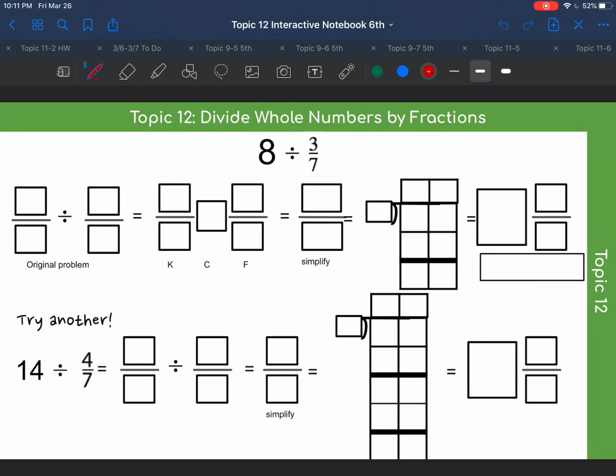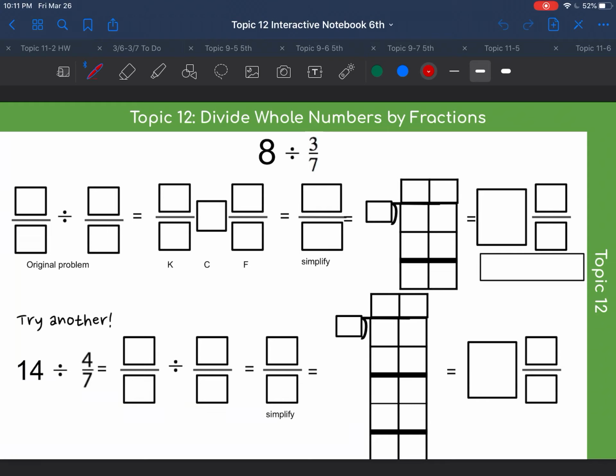Hello, sixth graders. So today we're going to continue talking about dividing fractions. And again, on Friday, we talked about a little trick called KCF, or keep, change, flip. And that helped us solve these division of fraction problems. So we're going to continue talking about dividing whole numbers by fractions. And towards the end of this lesson, I'm going to show you a little helpful trick that may help you simplify your answer and make the problem shorter.